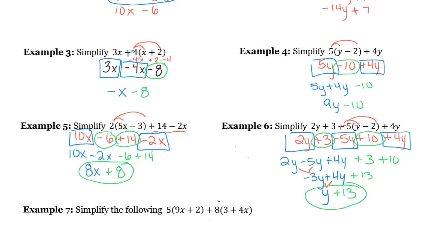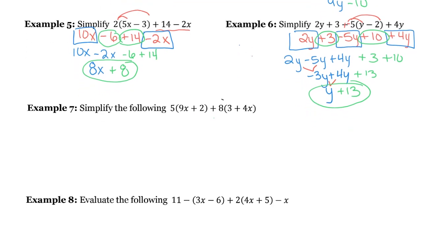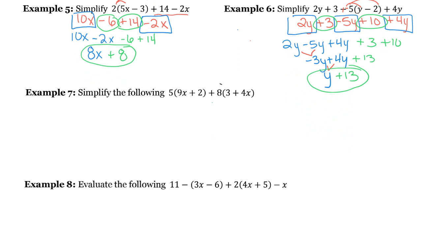All right, so now we're going to move on to something even harder. In this case, we have double distributive property. So now we're going to have to distribute twice. So we're going to first start by distributing that 5 in and then distributing the 8 in. When we distribute the 5, we get 45x plus 10. When we distribute the 8 in, we get 24 plus 32x.